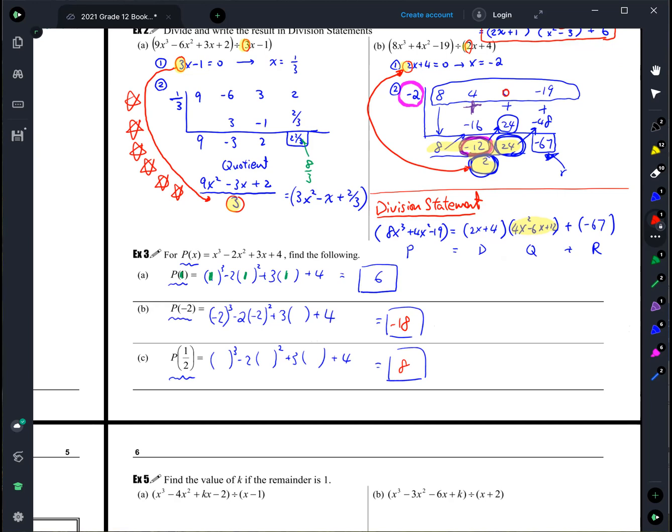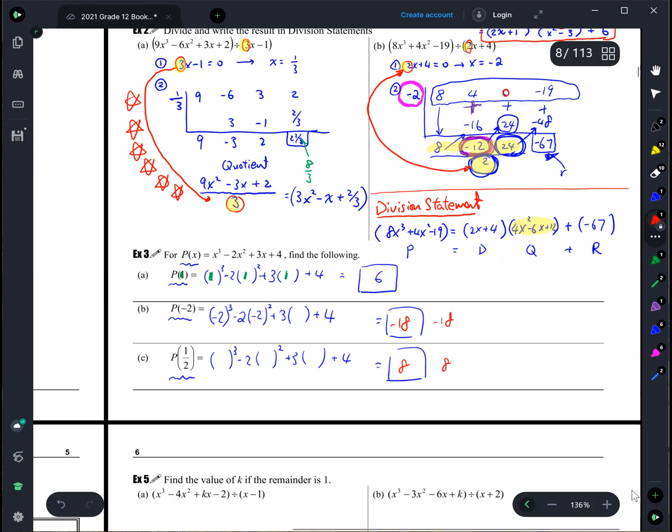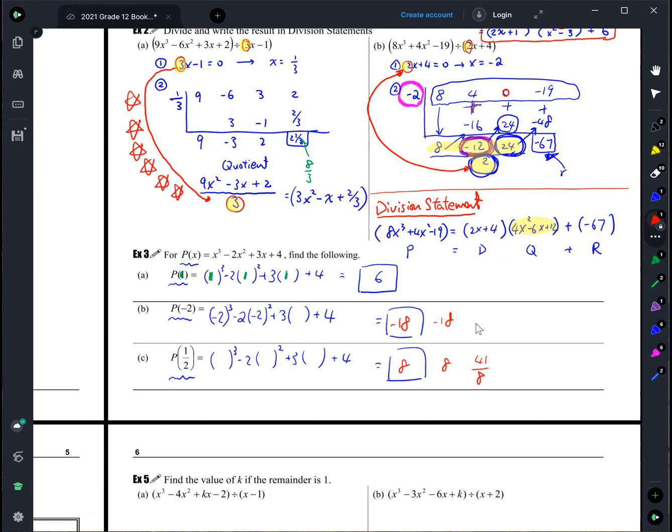Evan, what's your answer for B and C? For B, I got -18. And then for C, I got 8. Same thing. Okay. Anyone got different? Chris, how about you? I got 41/8 for C. And for B, I got the same. Okay.